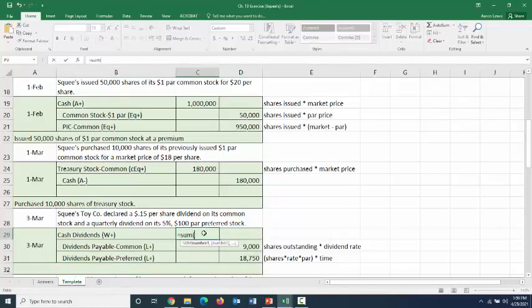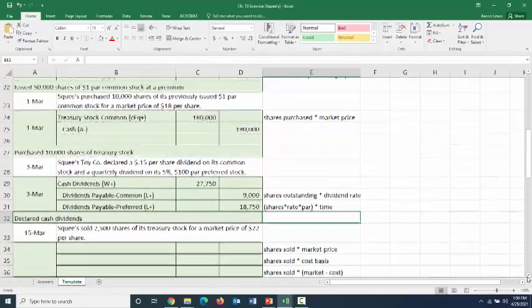So the debit to cash dividends is just equal to the sum of those two numbers, which is $27,750. That is the amount we're going to have to pay in the future when the payment date rolls around. And in this entry, we declared cash dividends.